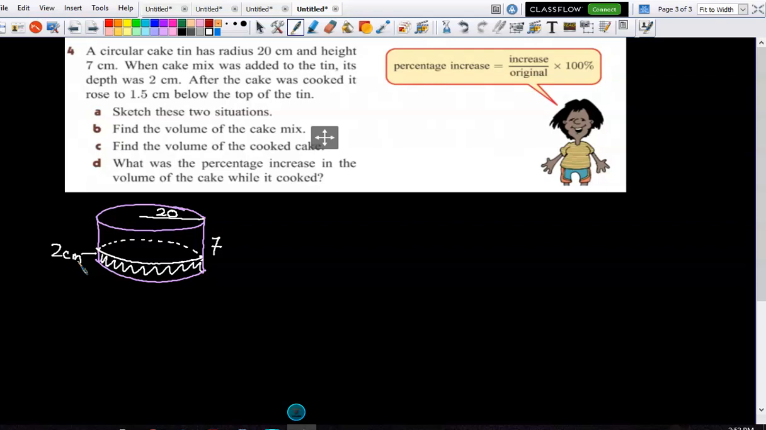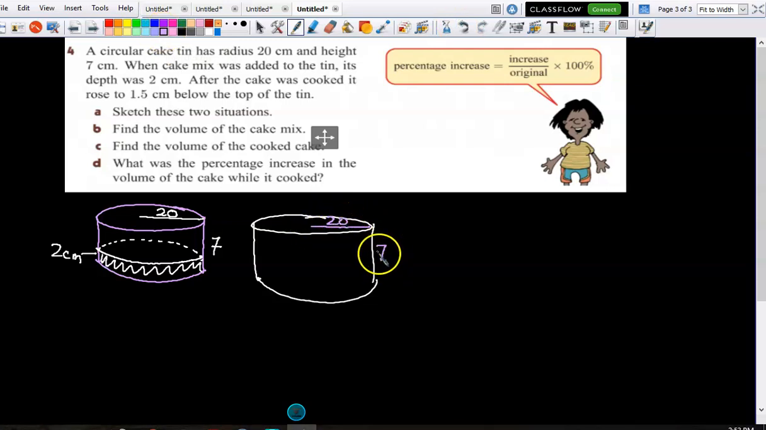Anyway. Sketch the 2 situations. Okay, that's the second situation. And that was the first one. Let's go colour coding. There's the empty tin.